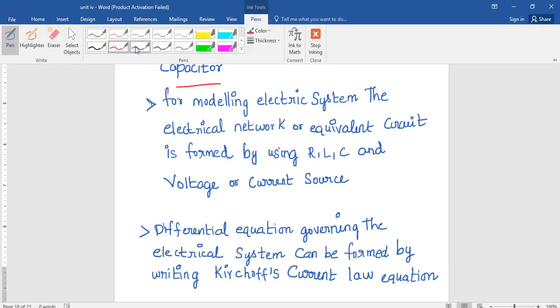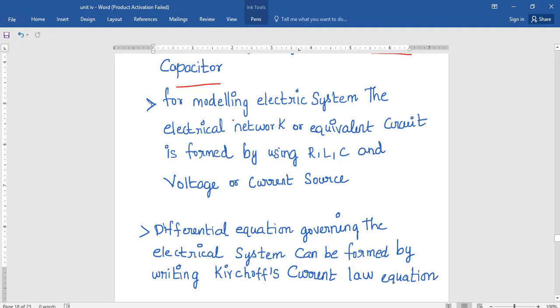Here we are trying to model the electrical system by using either a voltage source or a current source. We are trying to get the equivalent model of an electrical system with reference to either voltage source or current source. Here we will convert the electric circuit into a differential equation.